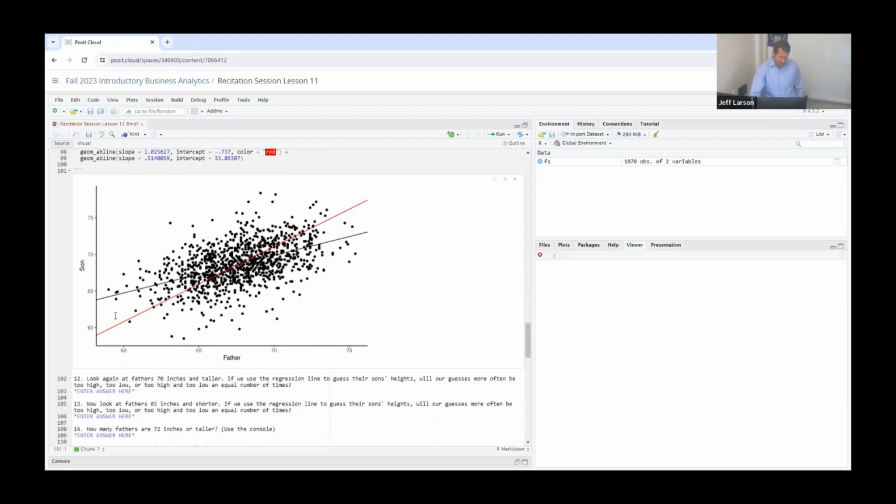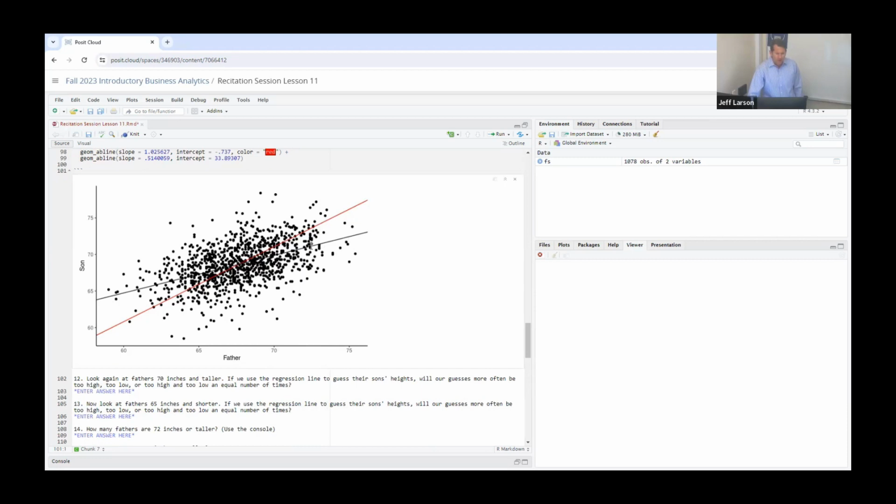Okay, so here was the line we had before that looked like it kind of fit, but it actually gave us bad predictions on the endpoints. Here is our regression line. Okay, so now take a look. Let's go up to 72 inches again. So we have a 6 foot even father, and then we're going to predict his sons are around, looks like 6'1", so 71 inches.